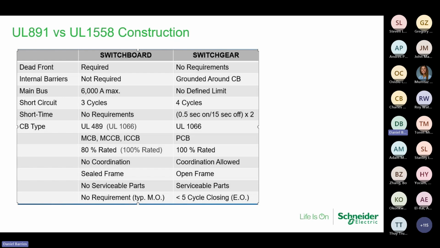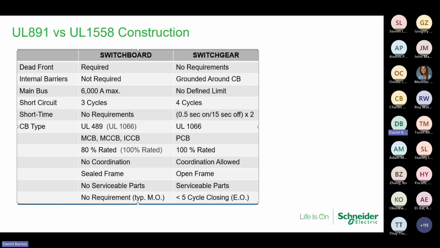Well, what's the difference? Dead front required, no requirement. Let's look at a few of them. If you go to a switchboard construction, that is an 891 paralleling switchgear scheme. You're limited to 6,000 amp bus maximum. However, once you've gone to our 1558 construction, it says no defined limit. At this time, most of us, including ASCO, are limited to 10,000 amp bus.